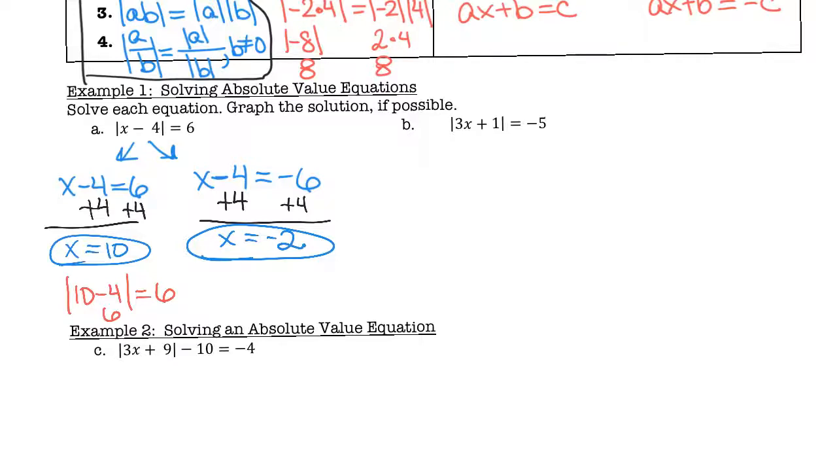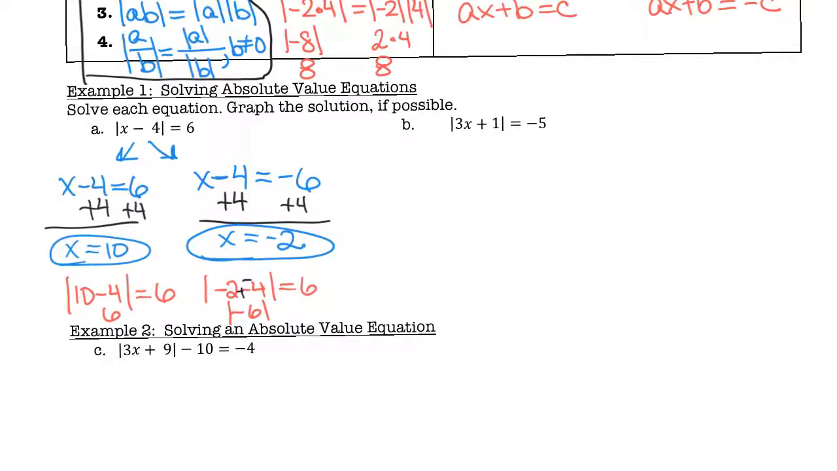If we plug negative 2 back in, you have the absolute value of negative 2 minus 4. Is that equal to 6? Well, negative 2 minus 4, some of you might like to think of negative 2 plus negative 4. That would be negative 6. And when you take the absolute value of negative 6, you get 6 as your value. So that's why it works to set it up to the positive number as well as the negative value.